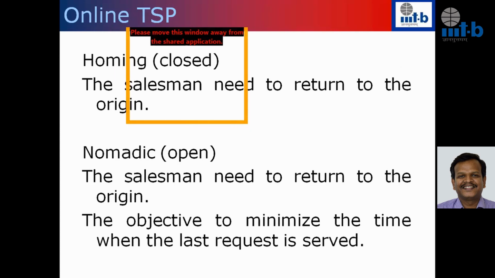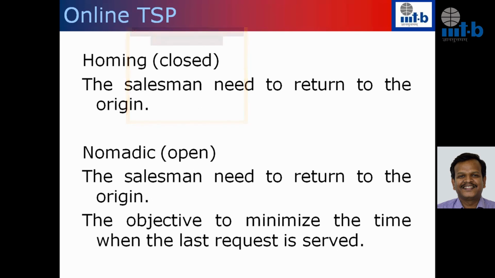So in the case of TSP, there are two versions that we're going to consider. One is called the Hamiltonian case, and the other one is called nomadic. So they are also called closed TSP and open TSP. In the closed TSP, the salesman needs to return to the origin. So you always start at a location, you serve all the requests and come back to the place where you started. So that is called a closed TSP.